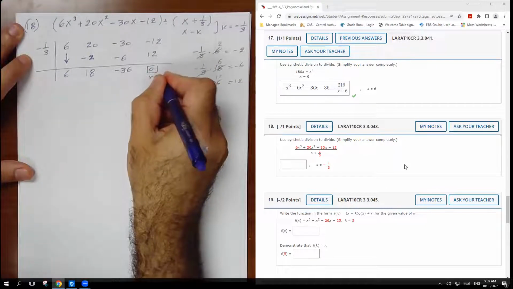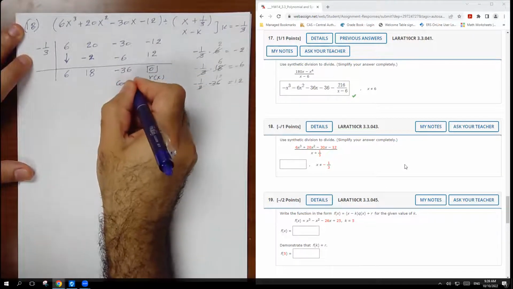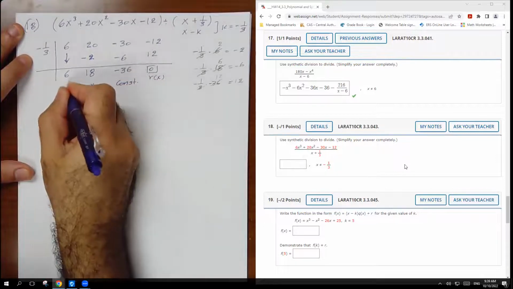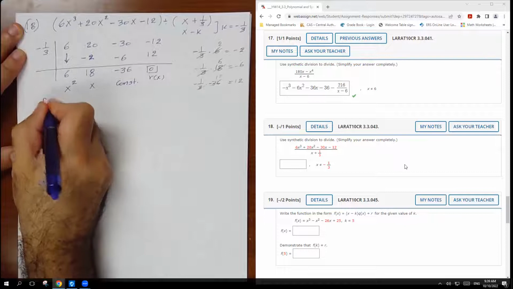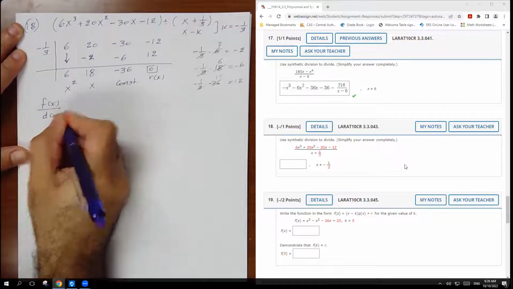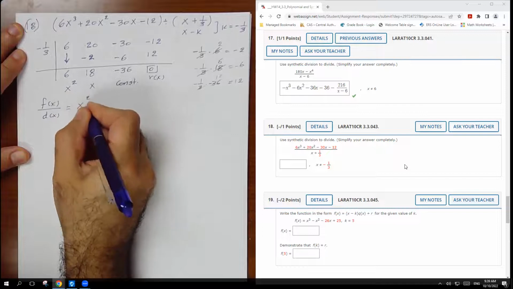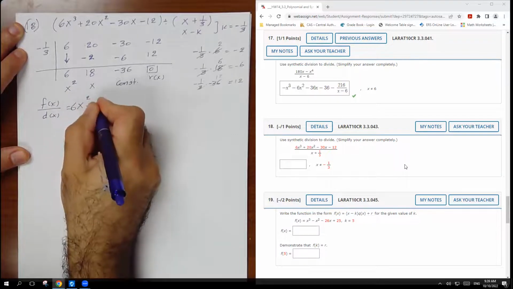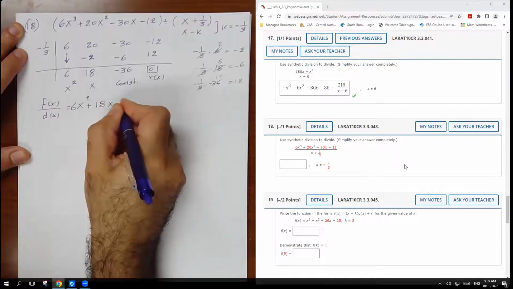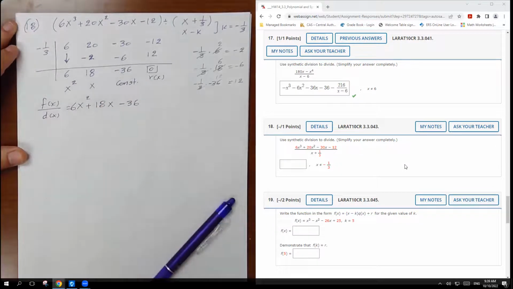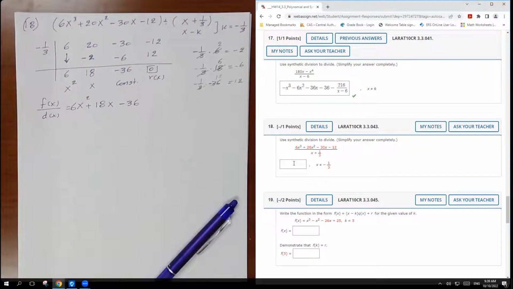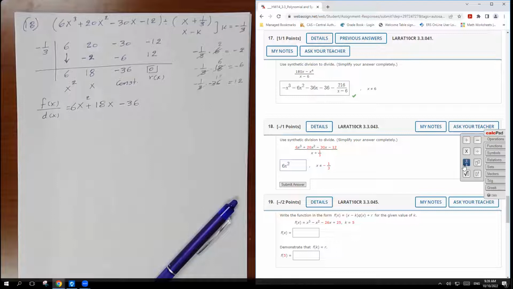So r of x is 0. This is the constant, this is x, this is x squared. So f of x divided by d of x is going to be 6x squared plus 18x minus 36, because our remainder is 0. So we're going to say here it's 6x squared plus 18x minus 36.